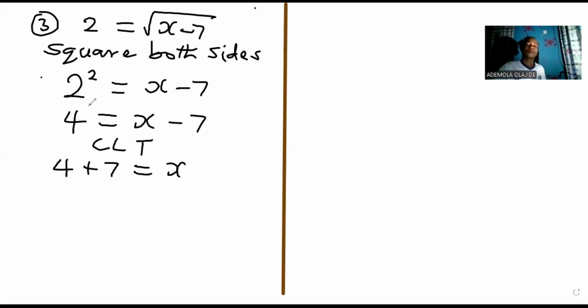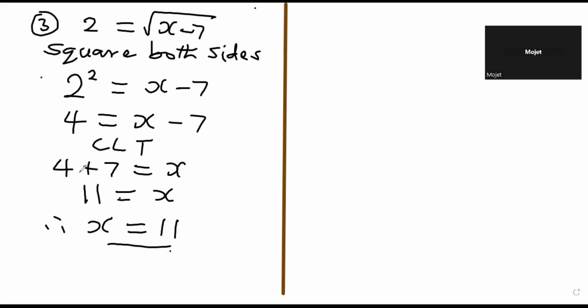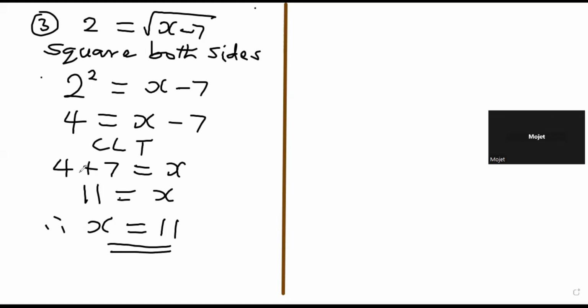Is it not? It's only -7 that moved to the left. It has become positive there. So on the right, we have our letter left there, x. So 4 plus 7 now will give you 11 equals x. This implies that if 11 equals to x, it means that x equals to 11. Yes. Please quickly copy that. Okay. I'm done. All right.